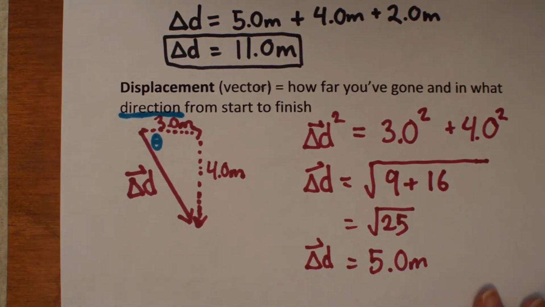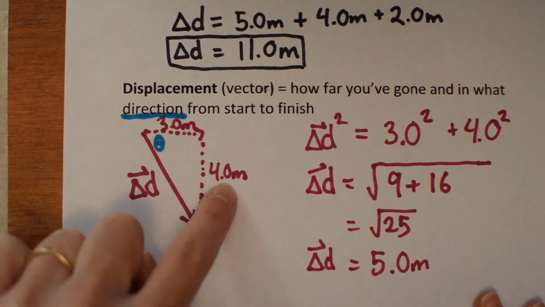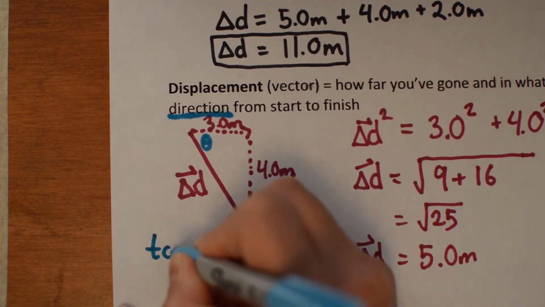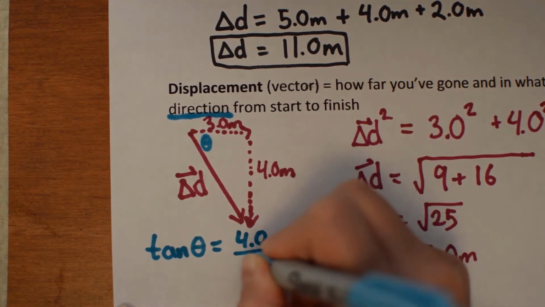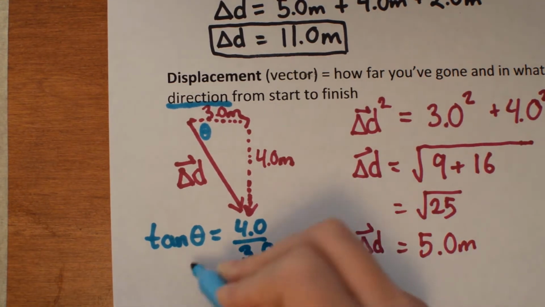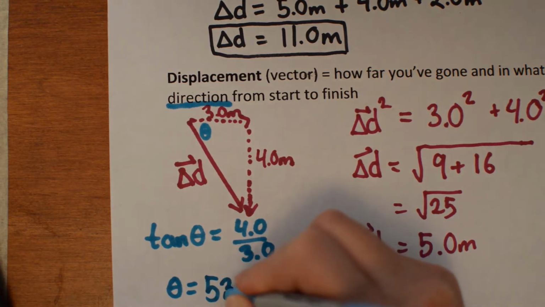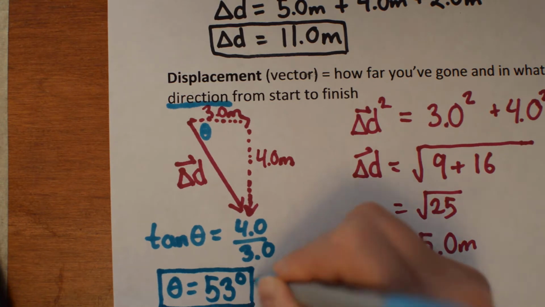For that, I'm going to need my trig ratios, my SOHCAHTOA. So I know the opposite side from my angle is 4. The adjacent side is 3. So that means I'm going to use tan. Tan of my angle will be 4 over 3. And that means my angle will be the inverse tan of 4/3. Plugging that into my calculator, I get 53 degrees. All right, so that's my angle there.